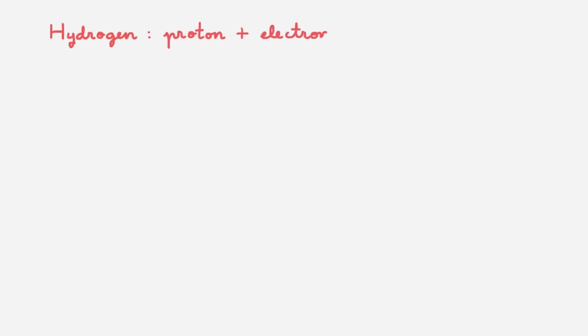Specifically, we will discuss the ionization energy, which is the energy required to dissociate the proton and the electron when the hydrogen atom is in the ground state. And we will also discuss the typical size of the hydrogen atom, which is given by the so-called Bohr radius. So let's go! The hydrogen atom is made of two particles, a proton and an electron.